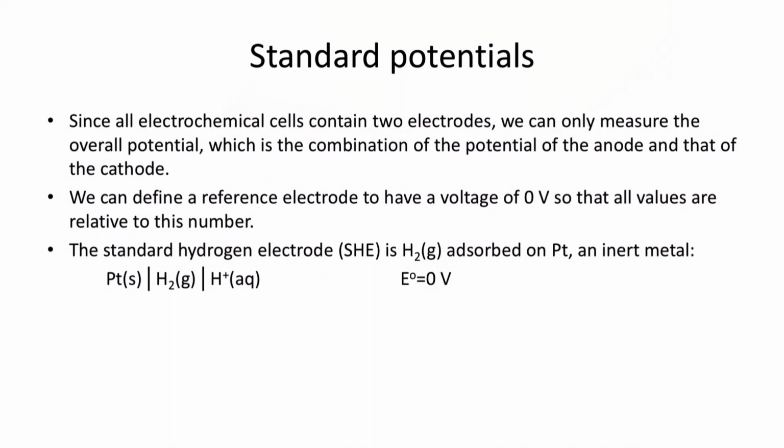Well, we kind of cheat a little bit, and we use a reference electrode, which is called a standard hydrogen electrode. We assign the standard hydrogen electrode to have a voltage of exactly 0 volts. So everything else is relative to this number. Hydrogen itself is a gas, so I can't really have an electrode, a piece of metal, made out of hydrogen. So what I do is I adsorb the hydrogen on the platinum.